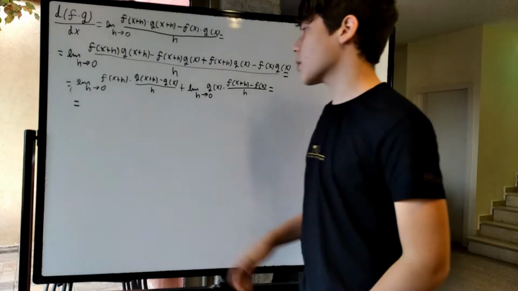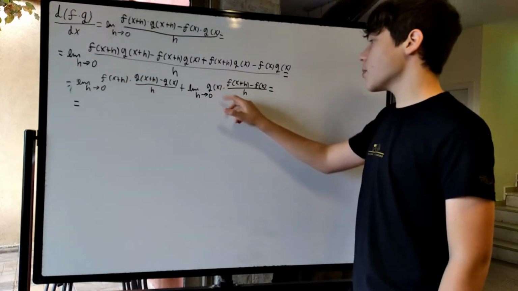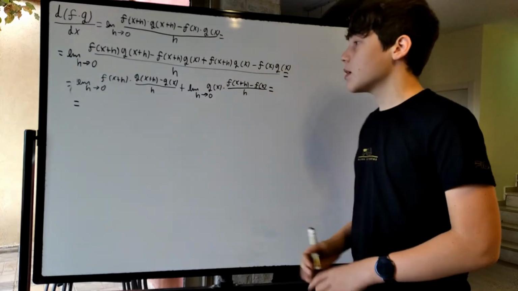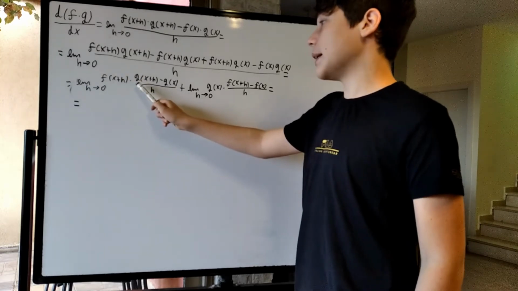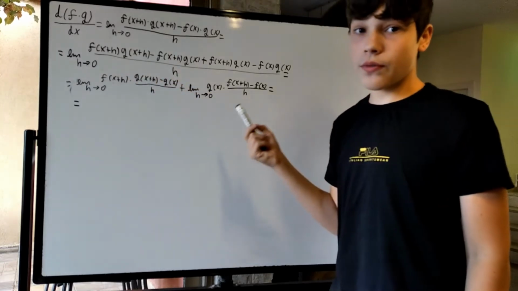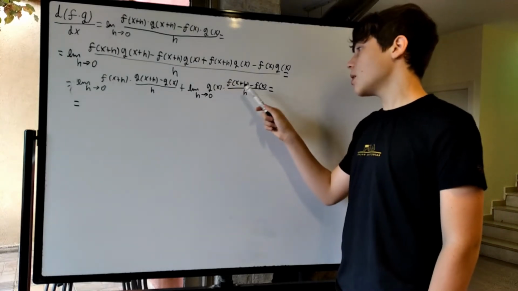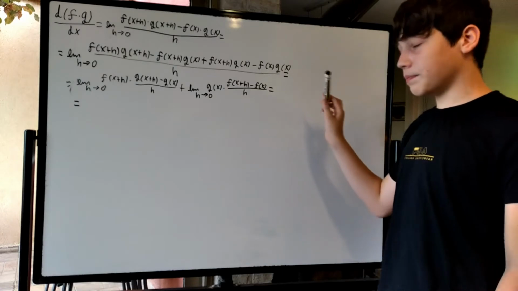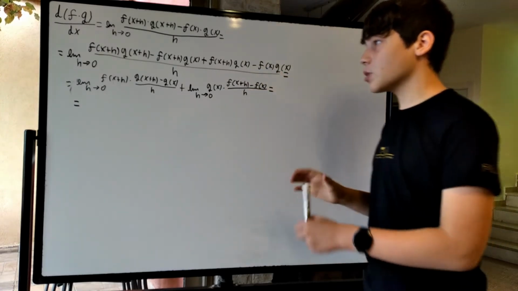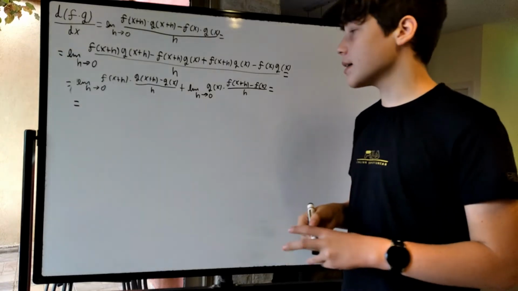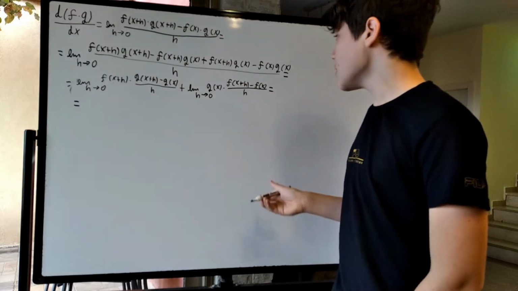Meaning that we can look separately at what this approaches and what this approaches, and here what this approaches and what this approaches. So here we can see that this approaches f of x multiplied by the definition of the derivative of g, and here it approaches g multiplied by the definition of the derivative of f. And I'm going to switch the sides. So I'm going to write this first and then this, just so it looks a little nicer.